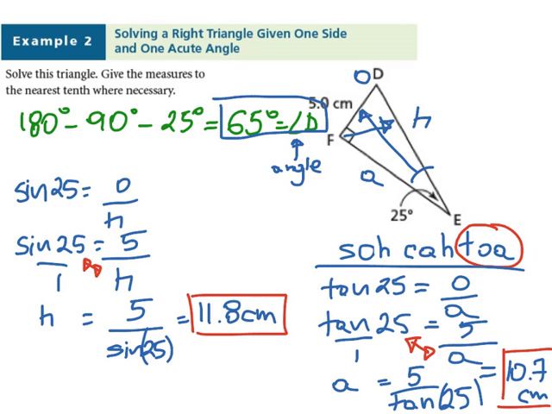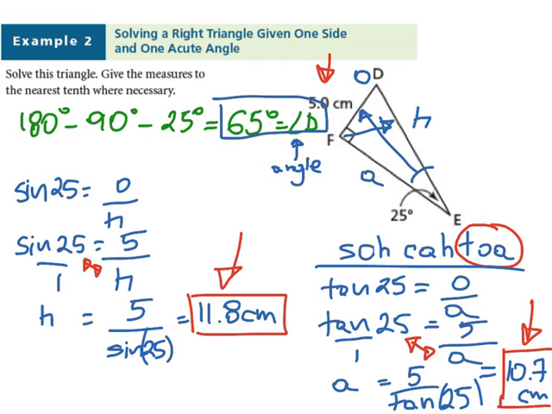Also, you should always be thinking about the question when you're doing it to see if your answers make sense. The hypotenuse should be the longest side. It is 11.7. It is larger than 10.7 and larger than 5. So it does make sense. Use your common sense to make sure that your answers do make sense to you.